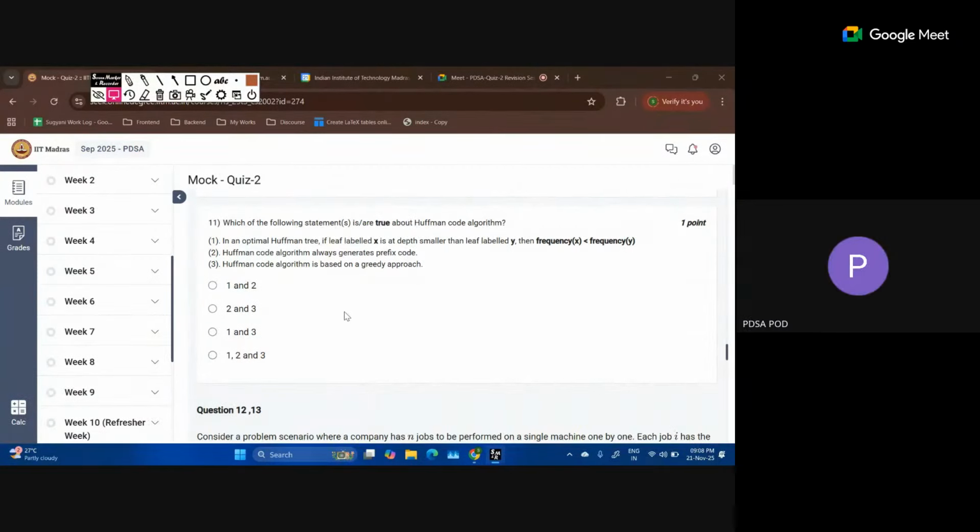Okay, what is the answer? Tell me the answer. Ma'am, 2 and 3. 2 and 3 is the answer. Why is 1 false? I explained that, right? I think if x is at less depth, then x frequency should be less. No, no, no. You are saying x is at less depth, right? If x is at less depth, that means frequency will be more.